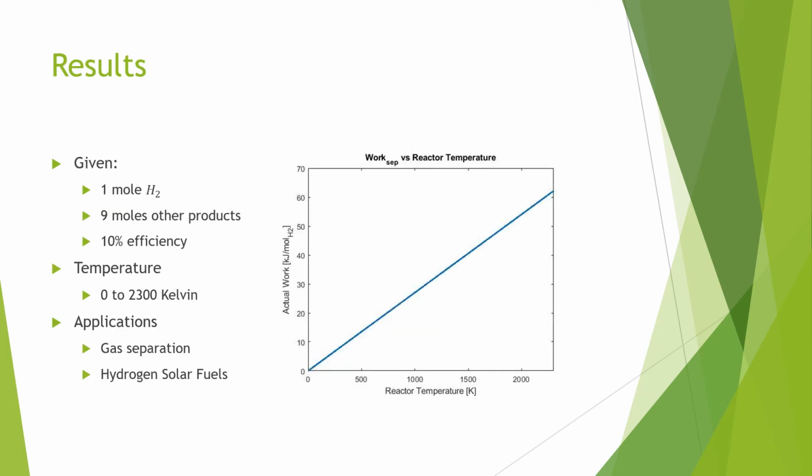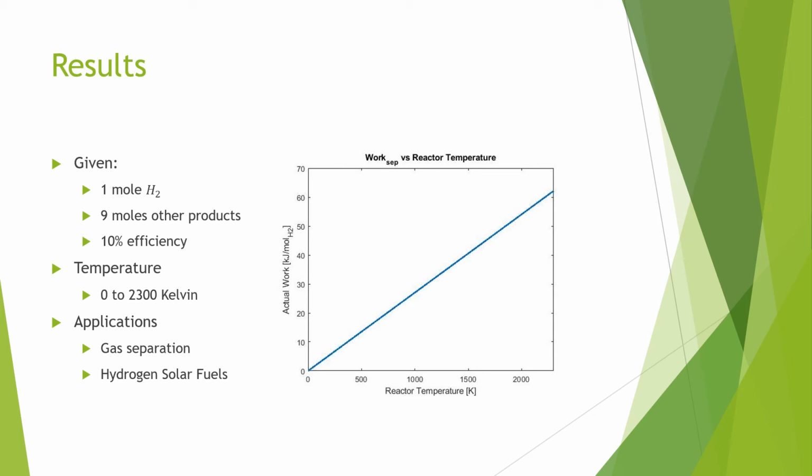Now we could see our results. For our equations, we are given that we are getting 1 mole of H2 out for every 9 moles of the other products, and this reactor is running at a 10% efficiency.